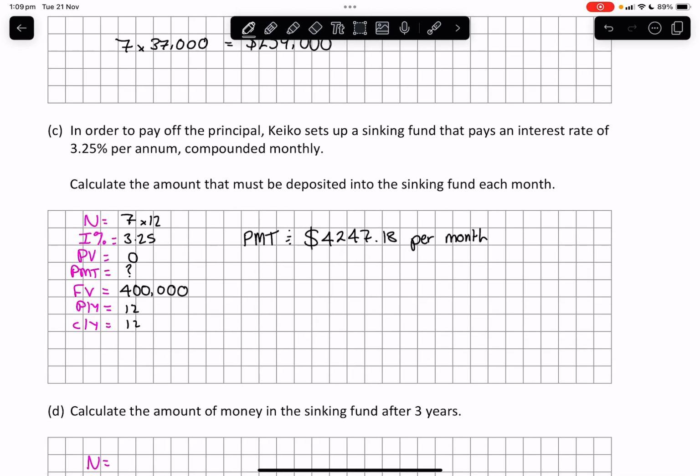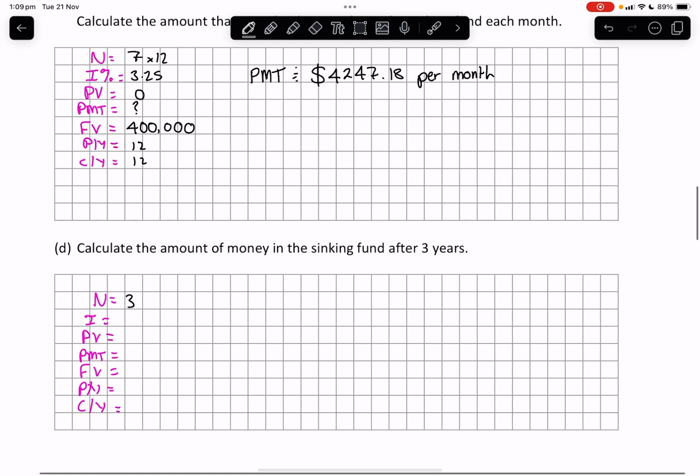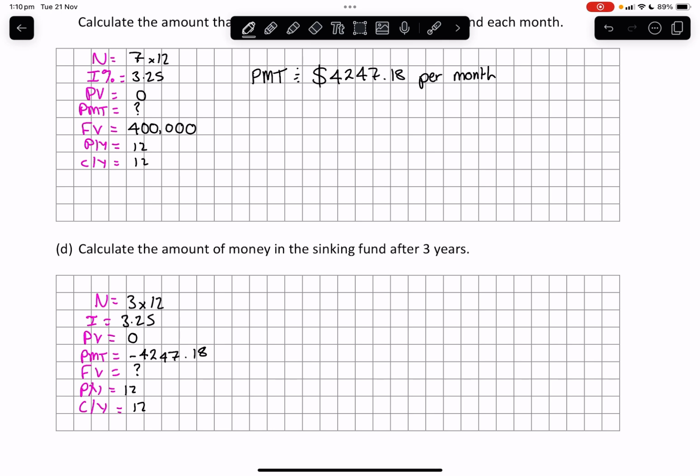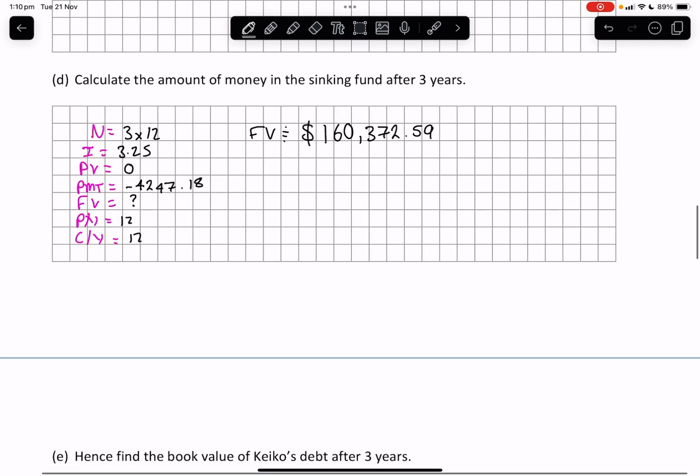Calculate the amount of money in the sinking fund after 3 years. So that means I've got 3 times 12, still 3.25%, $0 in there at the moment. I've got my PMT of 4247.18. I want to find that future value, and I've still got 12 and 12 for my payments per year and my compounding periods per year. Now that means my future value comes out to be approximately $372,059.59. So that's just using a calculator, nice and simple.